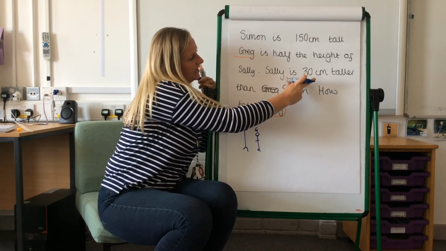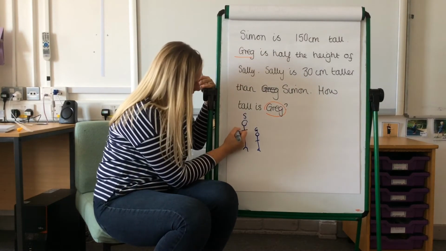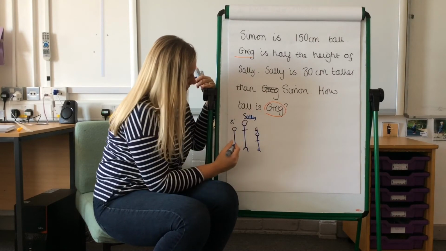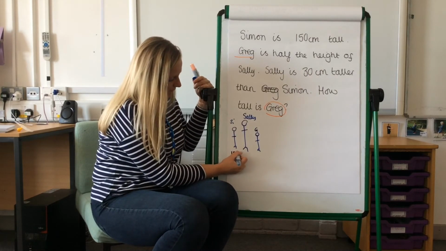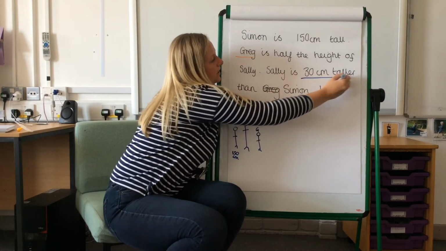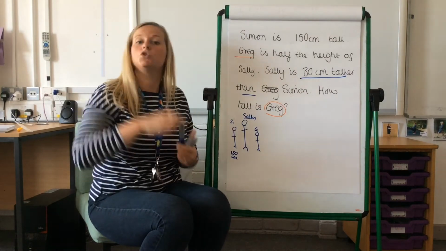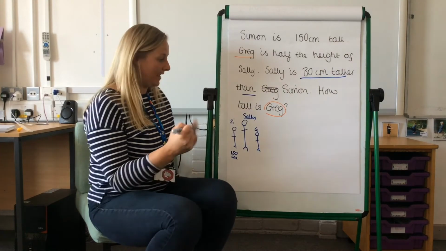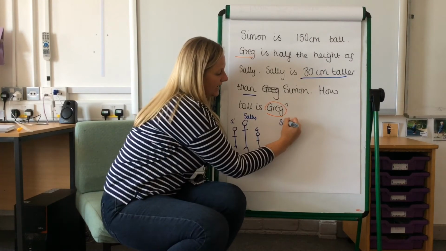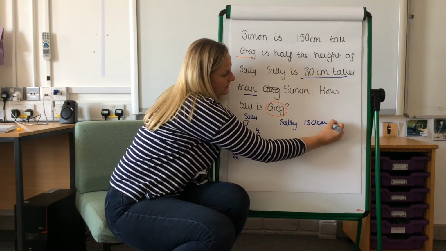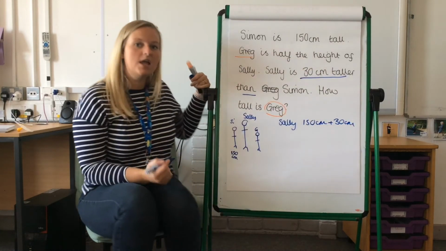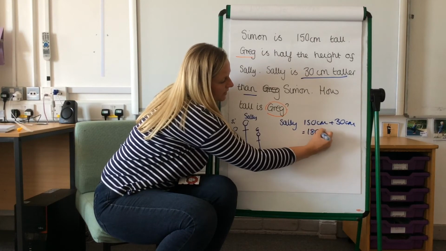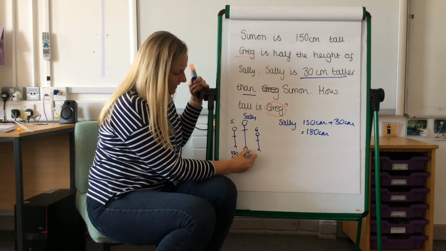And then Sally is 30 centimetres taller than Simon. So Simon's going to be in the middle here somewhere. Oh, let's put Sally and Simon. And we actually know that Simon is 150 centimetres. So if Sally is 30 centimetres taller, if you're going to be taller, are we going to add length or are we going to take it away? Tell someone now? Okay, we're going to add it, aren't we? So Sally in our drawing is taller. So Sally is 150 centimetres, add 30 centimetres. You can use your place value to line up your columns and work out that equals 180 centimetres. So now we know how tall Sally is.